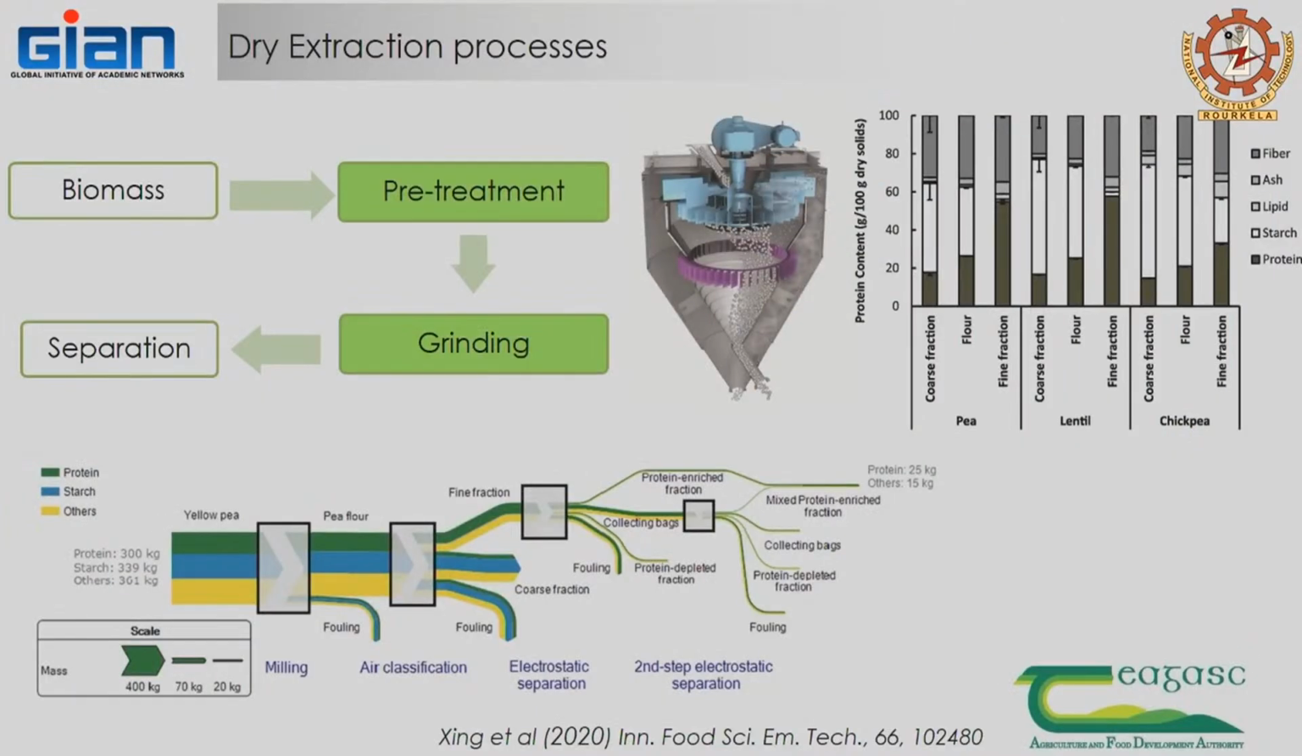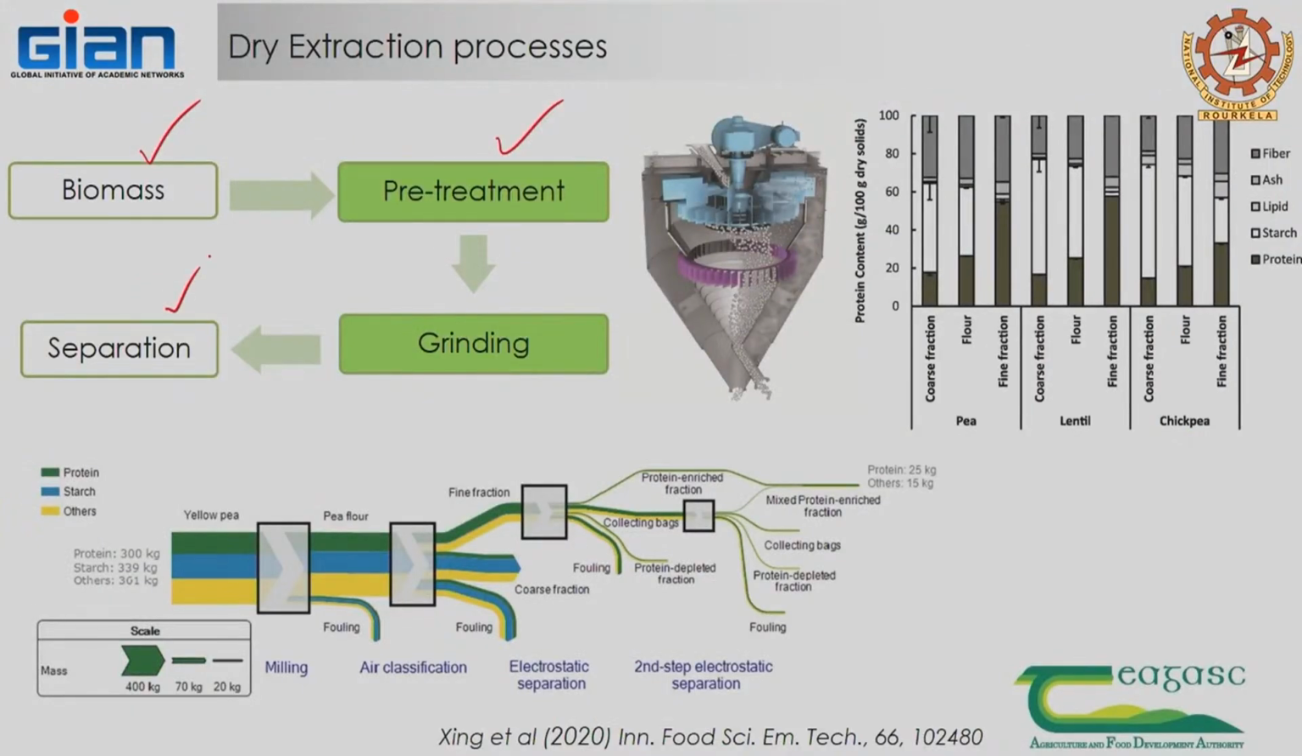So far, what we talked about was all wet chemistry and wet fractionation, which is quite commonly used for almost every processing. There is another way of separating proteins and different ingredients, that is the dry extraction technique. You have a biomass, you do a pre-treatment such as grinding, milling, microwave or ultrasound, and then you do the separation process. This technique is known as air classification.